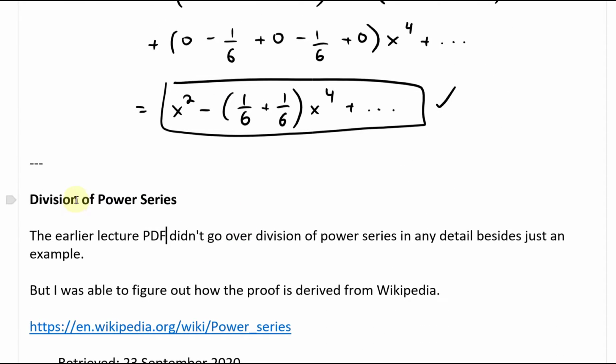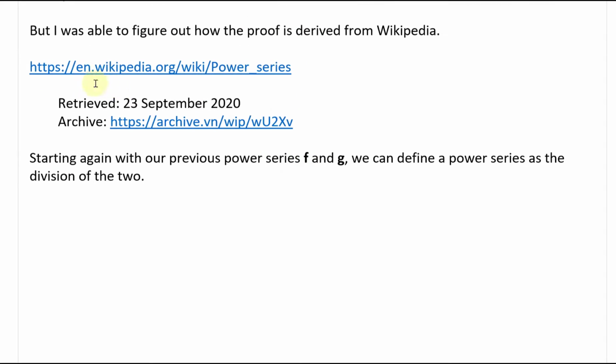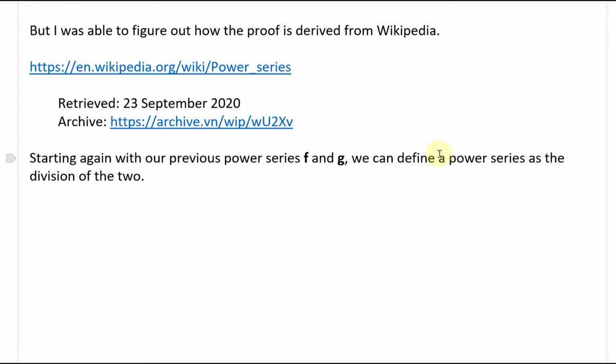So now, continuing further, let's look at division of power series. The earlier lecture PDF didn't go over division of power series in any detail besides just an example, but I was able to figure out how the proof is derived from Wikipedia, and this is from the power series page. So, starting again with our previous power series f and g, we can define a power series as the division of the two.